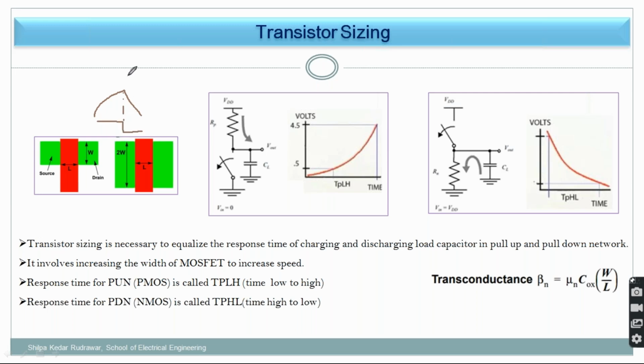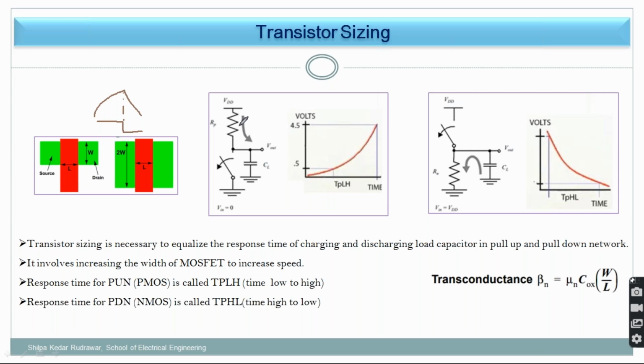Suppose whatever I had drawn, but consider over here that both are same. When charging is the same as discharging time, so on and off time is the same, it will act as a perfect inverter, and that is our requirement. To have the same charging and discharging time, the capacitor should charge and discharge with the same time. The resistance should be the same, which means the current flowing through the devices should be the same. For that reason, we need to size the transistor.